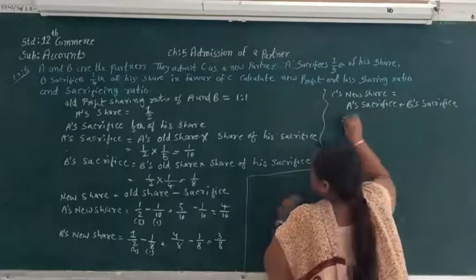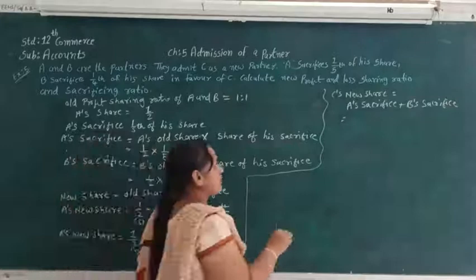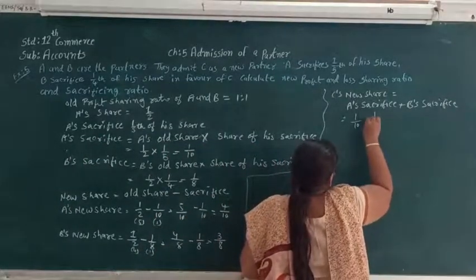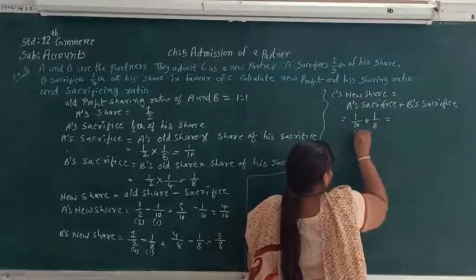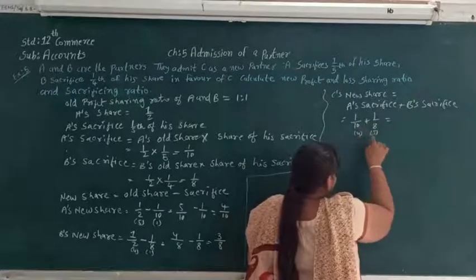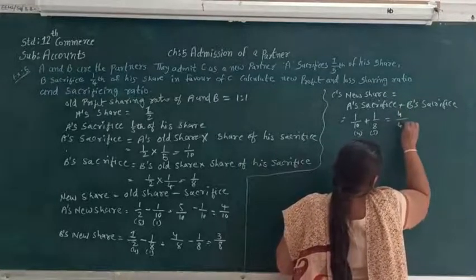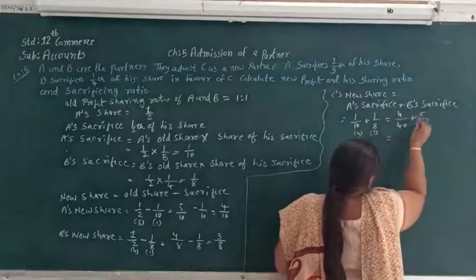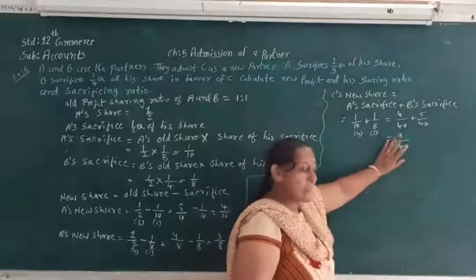Here we know that A is sacrificing 1/10 and B is sacrificing 1/8. So 1/10 plus 1/8. To add, we have to multiply here by 4 and here by 5. So 4 upon 40 plus 5 upon 40. So C's new share will be 9 by 40.